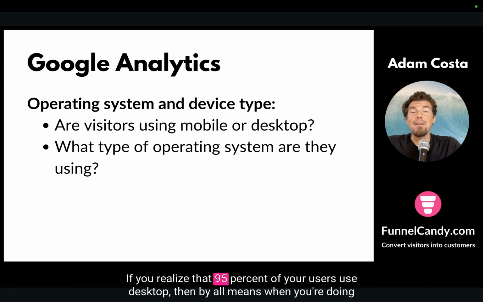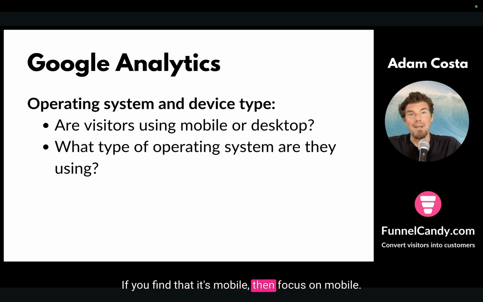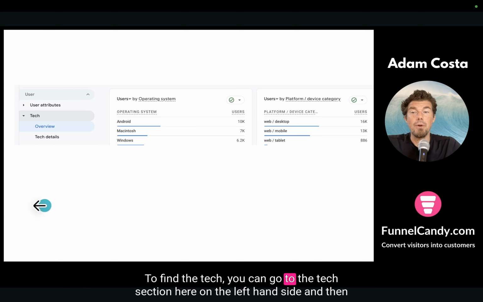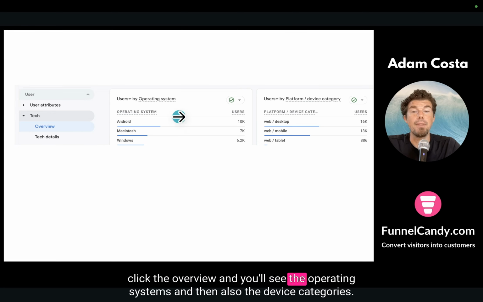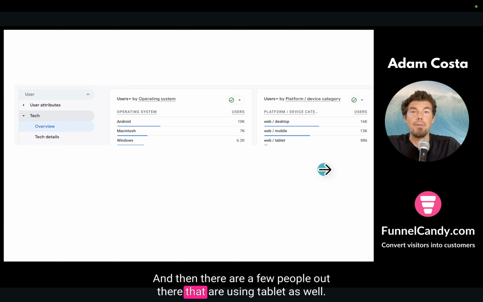If you realize that 95% of your users use desktop, then by all means, when you're doing your research, you want to focus on desktop. If you find that it's mobile, then focus on mobile. And if there's a split, you need to look at both of those. To find the tech, you can go to the tech section here on the left-hand side and then click the overview. And you'll see the operating systems and then also the device categories. So in this example, you can see it's a pretty even split between desktop and mobile. And then there are a few people out there that are using tablet as well.